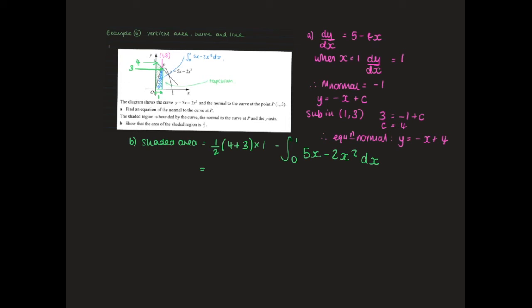Stick that in a calculator. And I should write "by calculator". And that gives me that the shaded area is 5/3. And I write unit squared because it's an area.